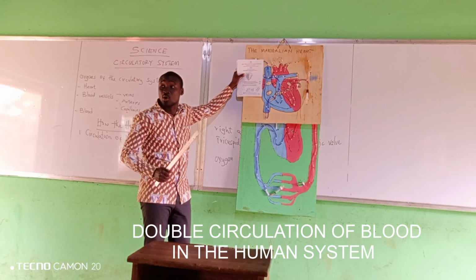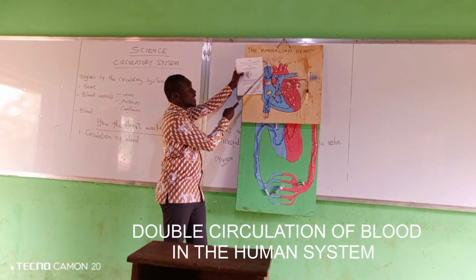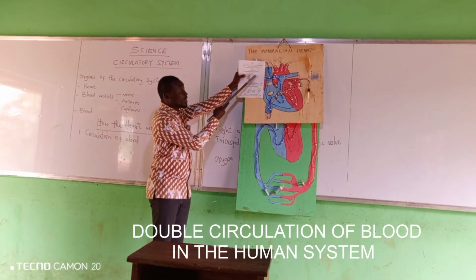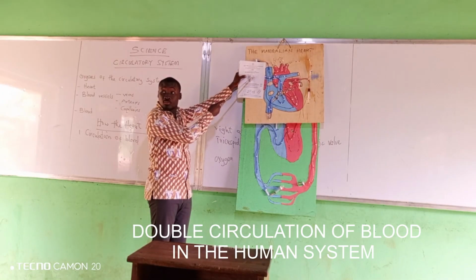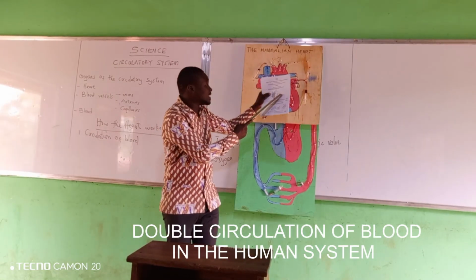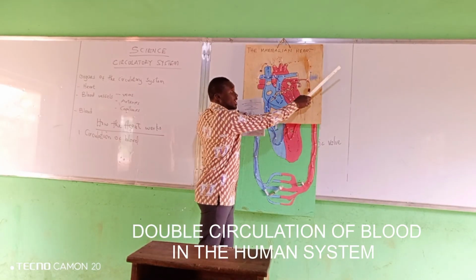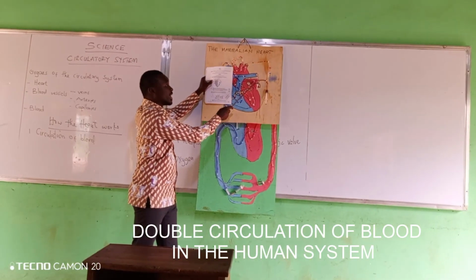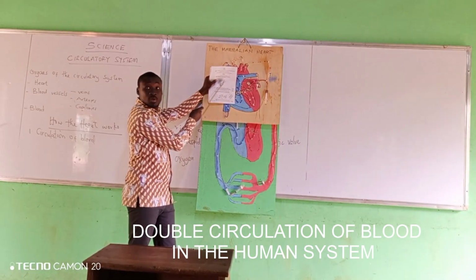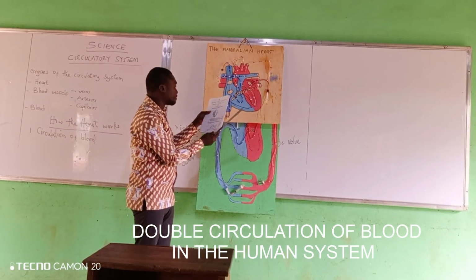Okay, then we go to II. Which one is the II? Where it enters again, this side. And you also see the arrow. Okay, the left side of that, this side, becomes what? Pulmonary vein. Let's go to the III.